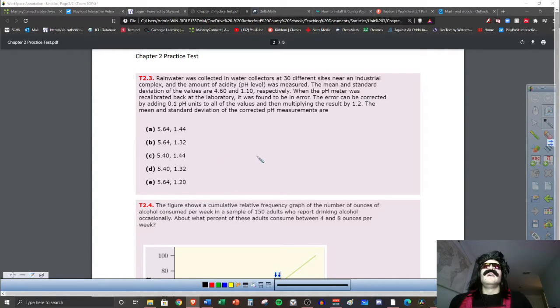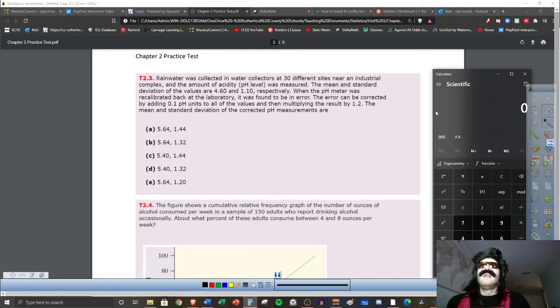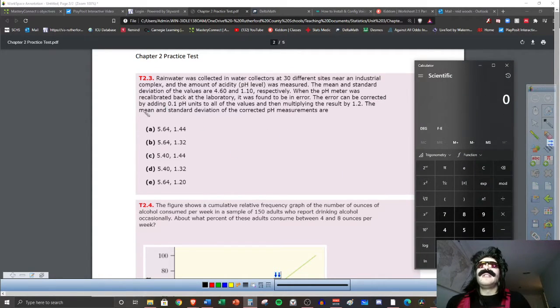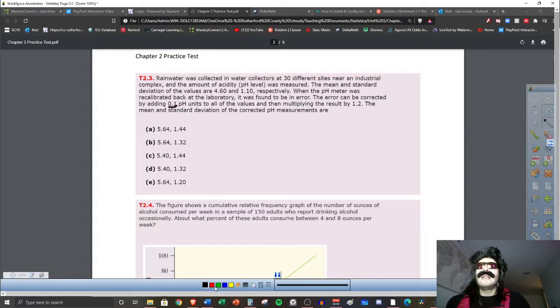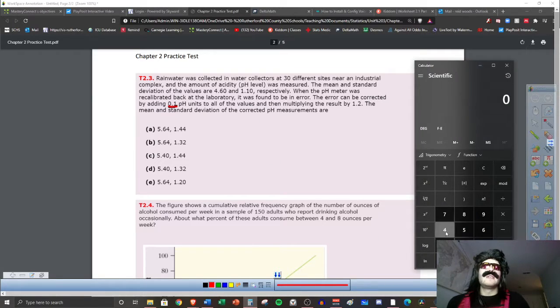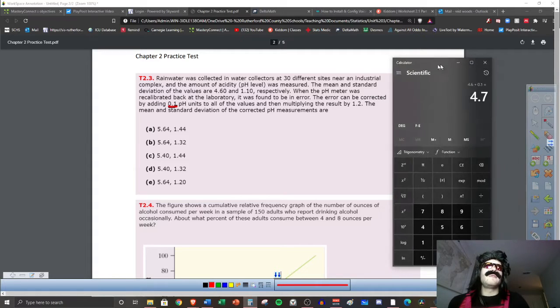Okay. The error can be corrected by adding 0.1 pH units to all the values, then multiplying the results by 1.2. Okay, so we have 2 transformations. Back to back. Which means we know that addition of this 0.1 is going to change the mean, but it doesn't change the standard deviation. Okay? So 4.6, when we add 0.1, transforms it into 4.7.